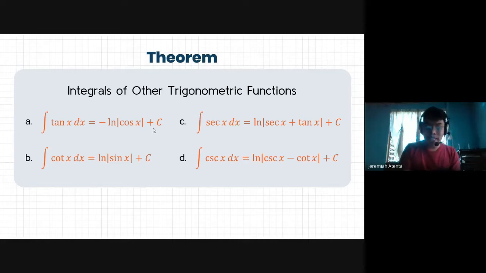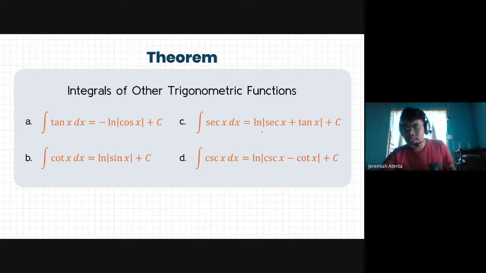For cotangent x dx, that is equal to ln, the natural logarithm, of the absolute value of sine x plus c. For the integral of secant x dx, that is equal to ln of secant x plus tangent x plus c. And the integral of cosecant x dx is equal to ln of cosecant x minus cotangent x plus c. So those are the four additional formulas for integration.